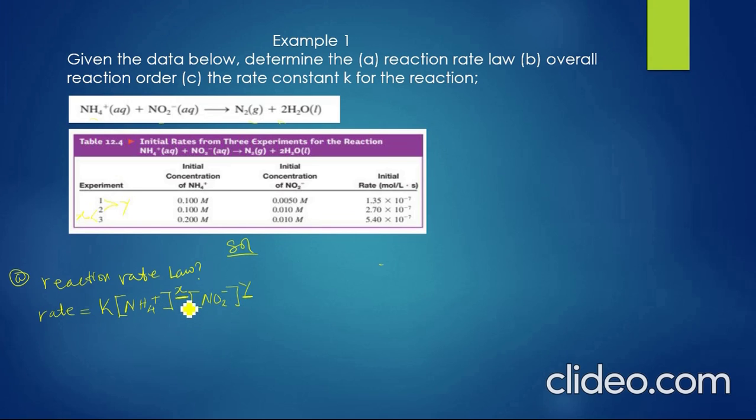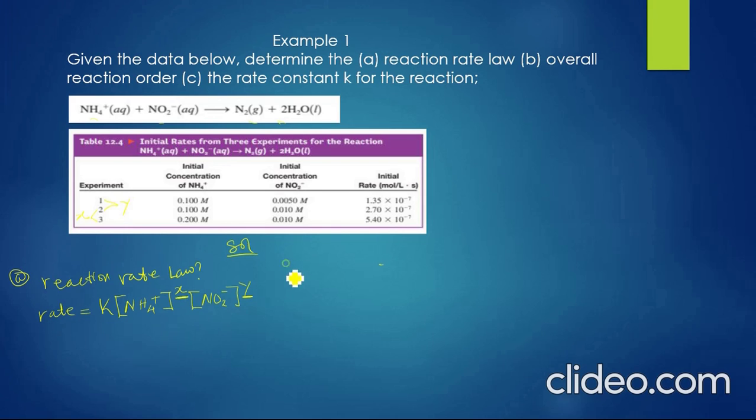After determining the values of x and y, we can substitute them into the general form of the rate law you are seeing here. After replacing, we will say that you have come up with a reaction rate law. So we just want the values of these. After that, we substitute, and then we have determined the reaction rate law. So how can we determine them here?